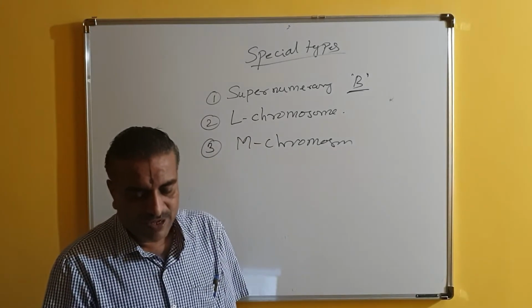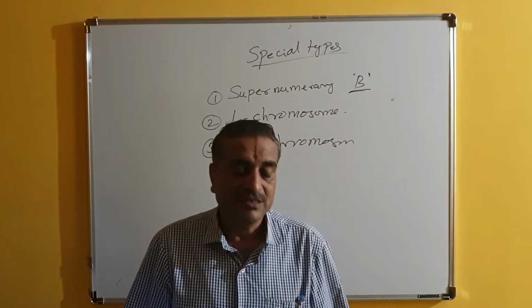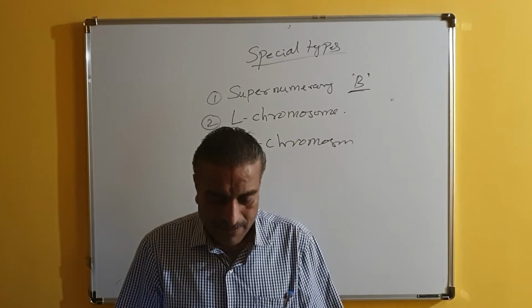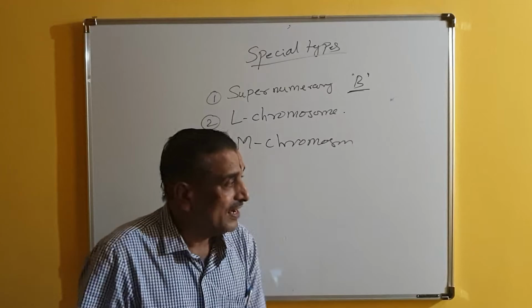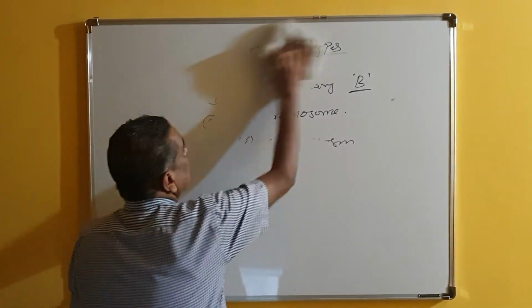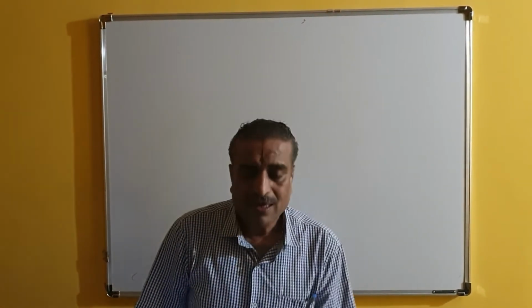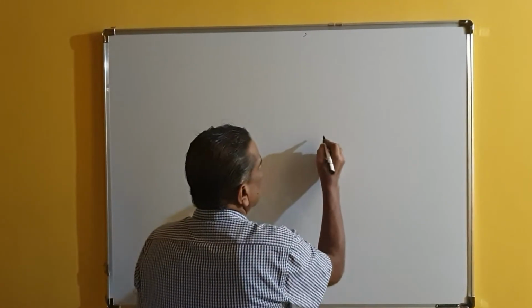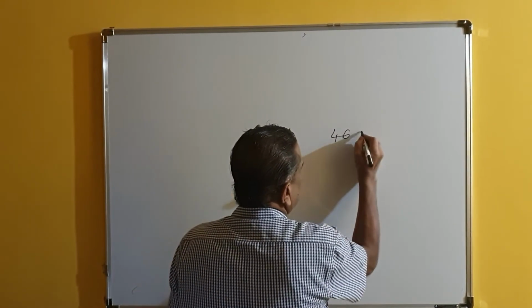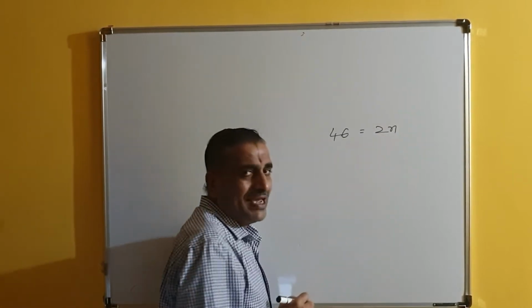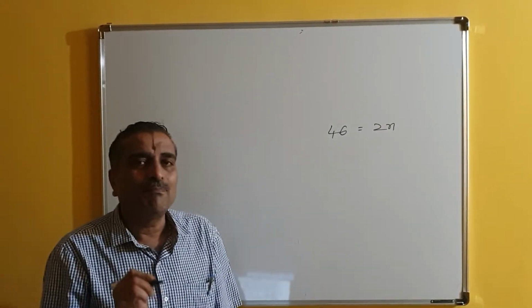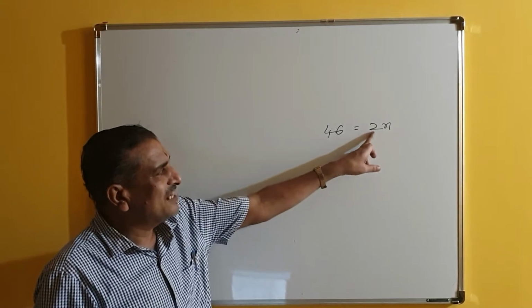With this we have completed the special types of chromosomes, and next is aneuploidy in humans. This is a very interesting topic. What do you mean by aneuploidy? Here ploidy stands for the basic set of chromosomes. For example, in humans, a total of 46 chromosomes are there. It is called 2n, which is nothing but diploid.